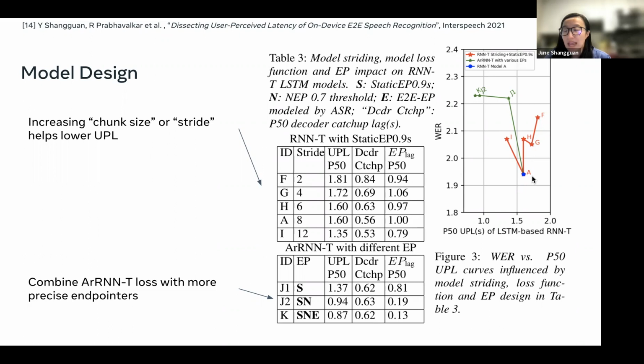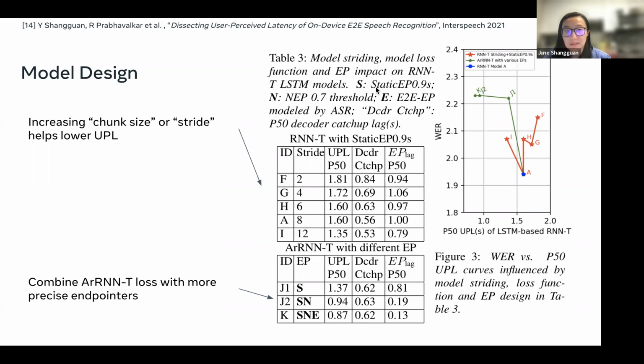And so from there, we added AR-RNNT alignment loss. Immediately, we jumped to J1. And then when we added better endpointers, neural endpointer, as well as the E2E endpointer, we were able to achieve J2 and K. So this is the progress which we have made to make the model still very reasonable in word error rate, but much lower in latency.